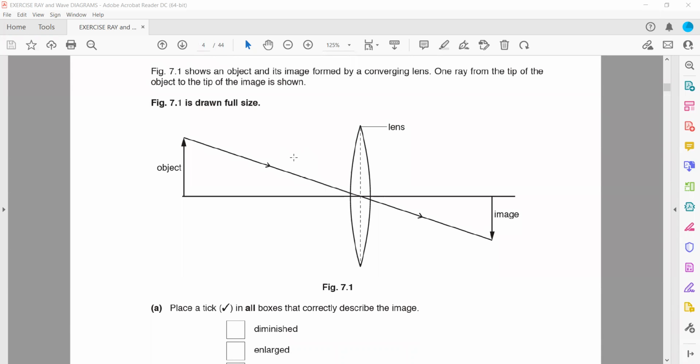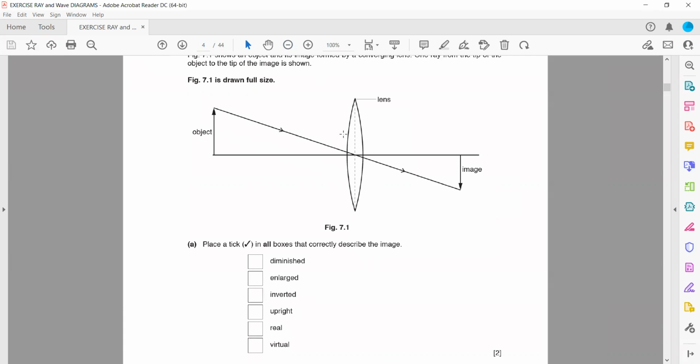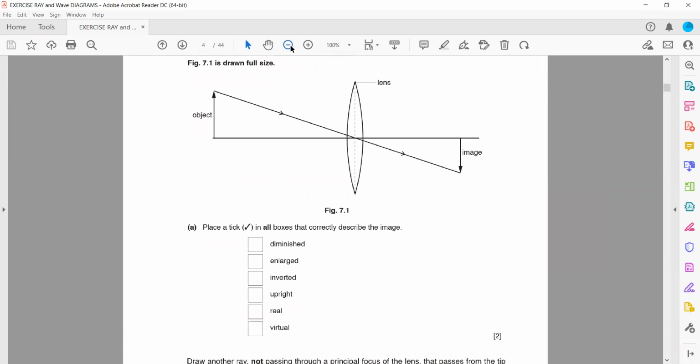Figure 7.1 shows an object and its image formed by a converging lens. Whenever object and image are on different sides, this will always be a real image. And you can see real images are always inverted by a convex lens.